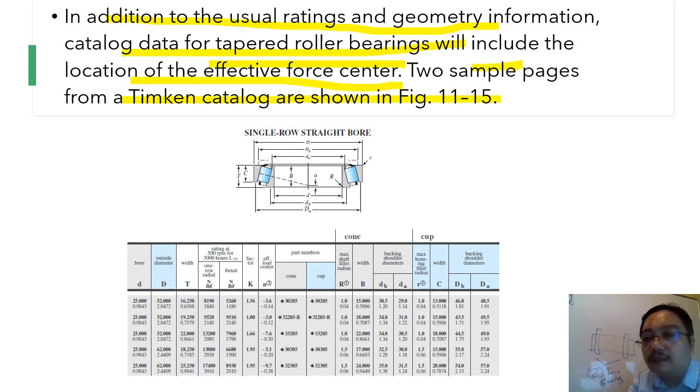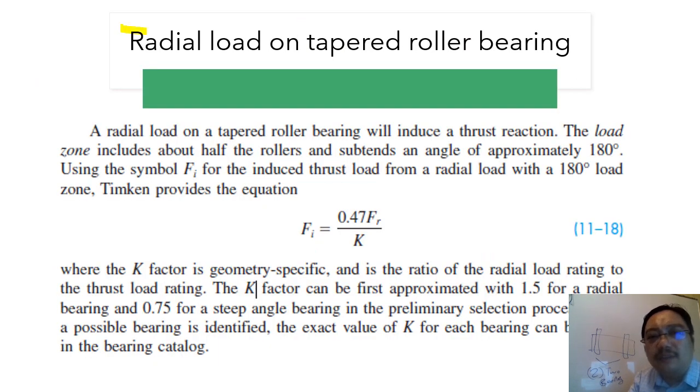Okay, so radial load on tapered roller bearing. Radial load on tapered roller bearing induces a thrust reaction. The load zone includes half a roller and subtends an angle of approximately 180 degrees. Okay, symbol Fi is the induced thrust load. The Timken product equation: Fi equals 0.47 Fr over K.